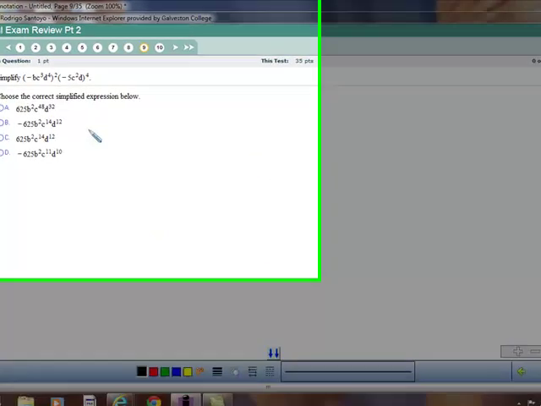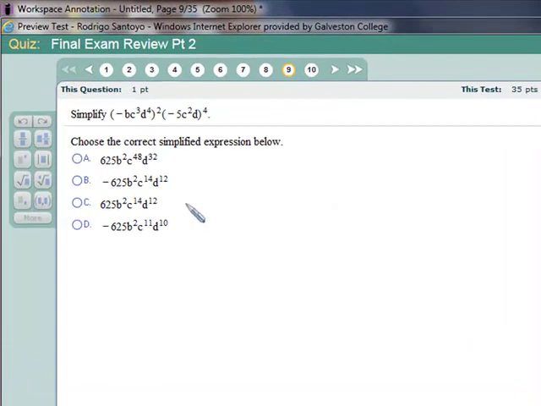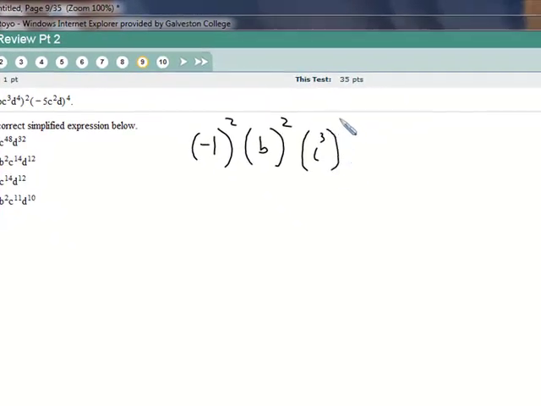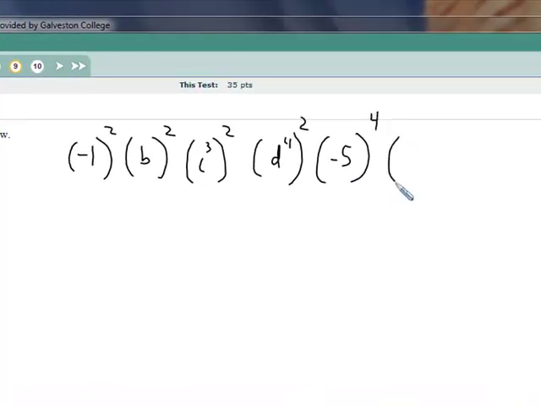This one, they want us to simplify. Be very careful with this one, okay? Take your time. It could be a nice, easy problem, but I see people rush it. The number in front of this b is negative 1. So this is just negative 1 to the second. Then we got b to the second. Then we got c to the third to the second. D to the fourth to the second. Negative 5. We're looking at the next part. To the fourth. C squared to the fourth. And d to the fourth.